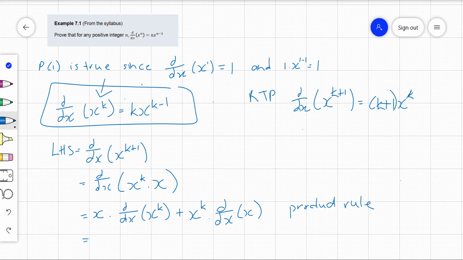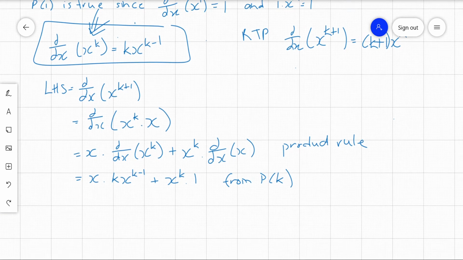Alright, so what we can then use, of course, is back up here. We know d by dx of x to the k is kx to the k minus 1. So we've got that times kx to the k minus 1. And we know that d by dx of x, so differentiating x with respect to x, gives us 1. So we can use that as well. Alright, so we have used P of k to get to that step. Let's move us up a little bit.